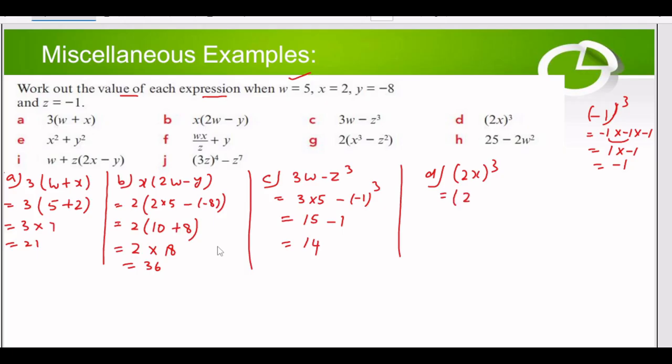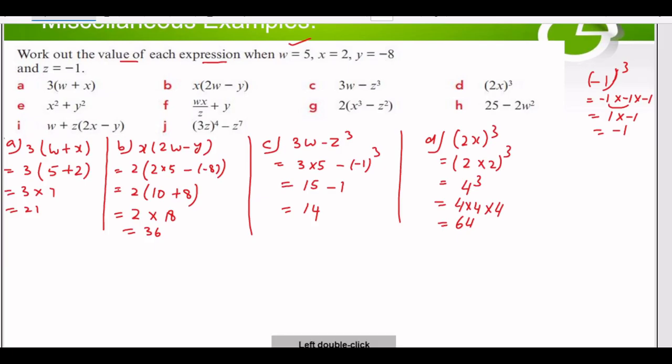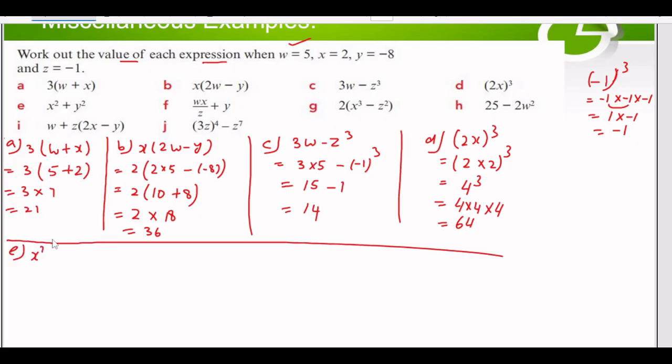Okay. Now part D, we have 2x, outside we have 3. So it is 2 times x, x is 2 and then power 3. So 2 times 2 is 4, 4 power 3, meaning 4 times 4 times 4, it is 64. Okay. Now part E, we have x squared plus y squared. So x is 2, 2 squared and y is negative 8 squared. So 2 squared is 4, negative 8 squared is 8 times 8, 64. So this is 68, right?